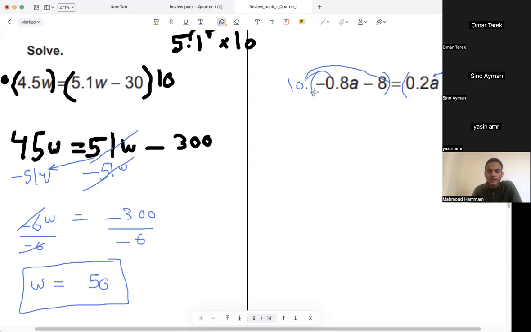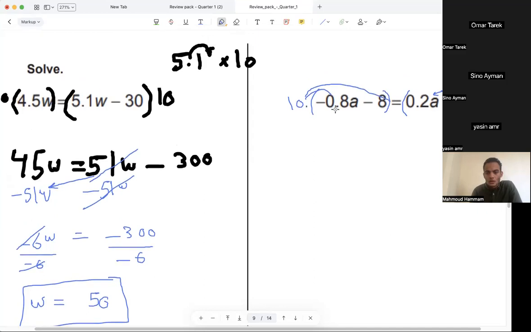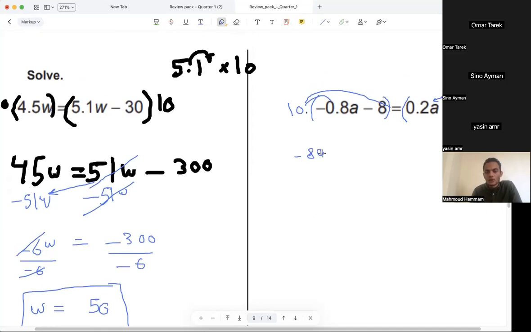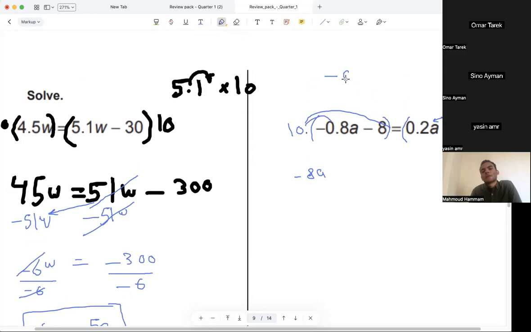Okay, multiply 10 times 0.8. It will be negative 8a. Excellent. What happened, Adham? Negative 0.8: when I multiply by 10, the decimal point moves one step to the right. So it became negative 8a, minus 10 times 8, negative 80. Then 0.2 times 10 is 2a. Okay, fine.